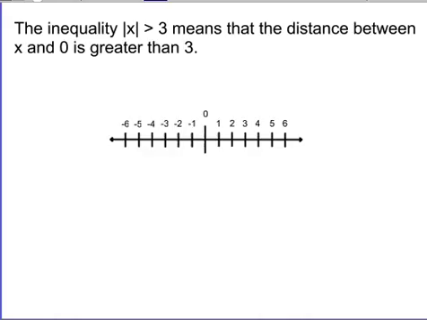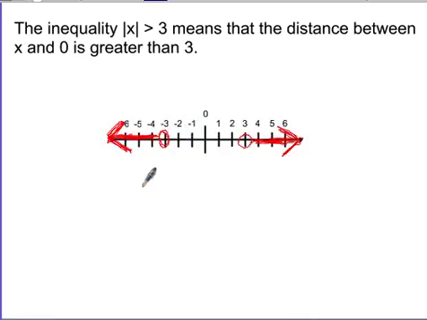All right. Next, let's consider this. The inequality, the absolute value of x is greater than 3, means that the distance between x and 0 is greater than 3, right? So wherever x is, x has to be further away from 0 than 3 in this direction, or greater than 3 away from 0 in this direction. Remember, it doesn't tell us which direction, it just tells us the distance. So the distance has to be greater than 3.